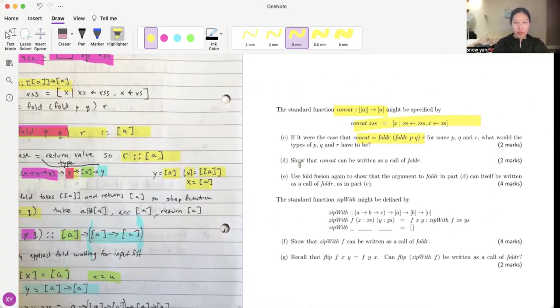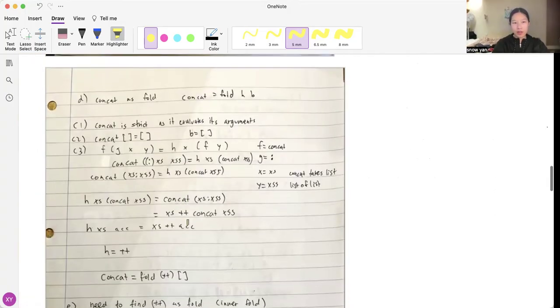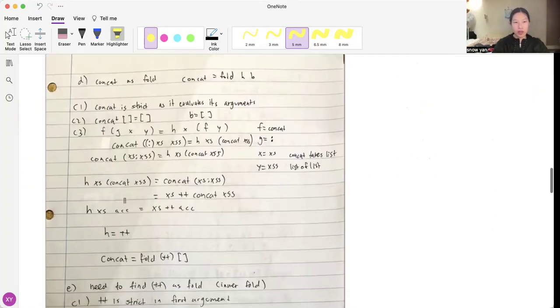Okay, moving on to part D. Show that concat can be written as a call fold R. Okay, so this part is just looking at the condition and doing it again, right? Actually concretely doing it. Concat is strict as it evaluates its arguments, so we're good on that because it has to go through the whole thing, right? In the second condition, concat of empty list is equal to empty list, so our base is just equal to an empty list. And then our third condition, f of g of xy is equal to h of x of fy.